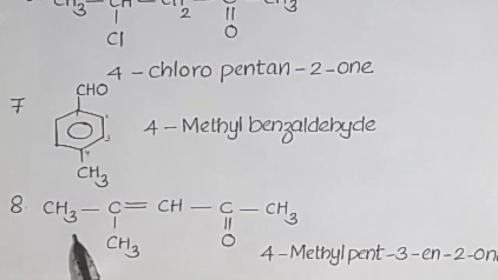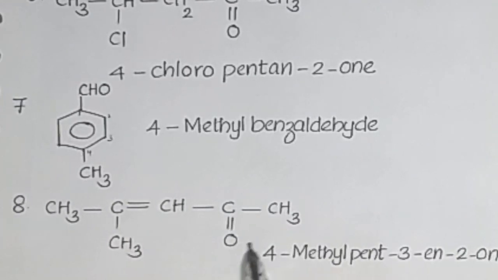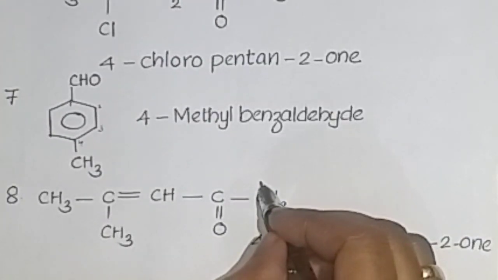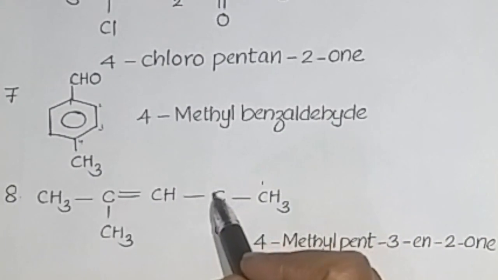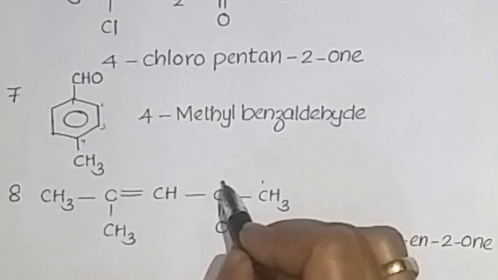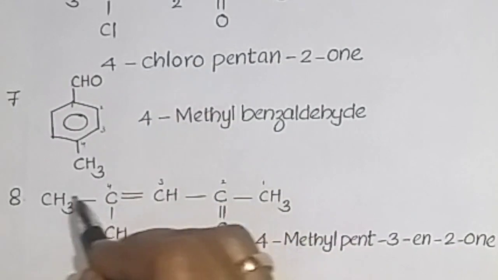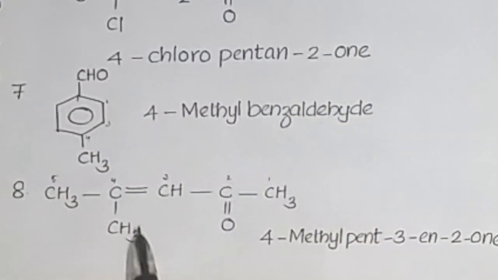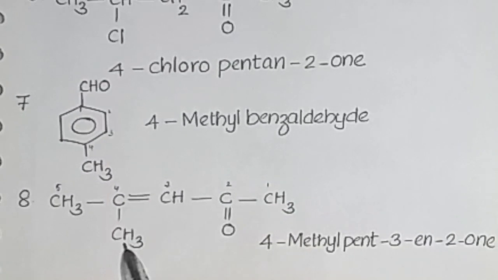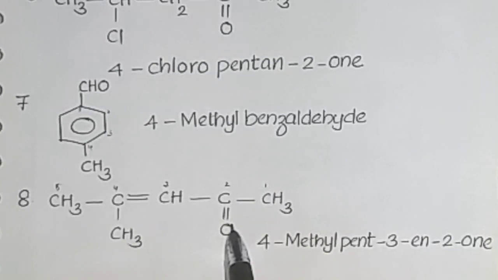Next one, CH3, C, CH3, double bond CH, C double bond O, CH3. Here first select the longest continuous carbon chain including the functional group, with the functional group getting the least number. 1, 2, 3, 4, 5. Then in the fourth carbon atom a methyl group is there. So 4-methyl pent-3-en-2-one.